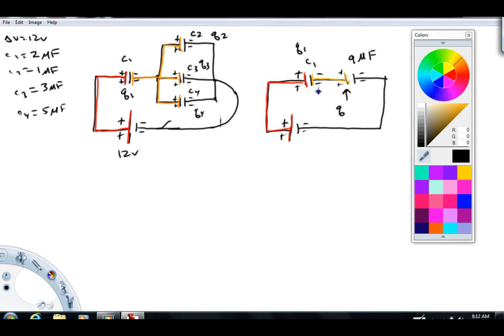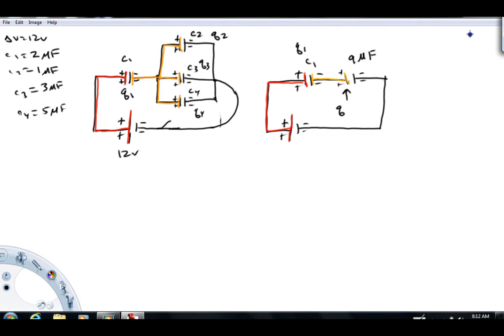Now, this combination is a series combination. So we can simplify that down one more time by saying this: 1 over C equivalent is going to equal 1 over C1, looking to the left here, C1 is 2 microfarads, plus 1 over this capacitance, 9 microfarads. And if we calculate C equivalent for this, what I get is 1.64 microfarads. And the 1.64 microfarads is equivalent to this pair in series.